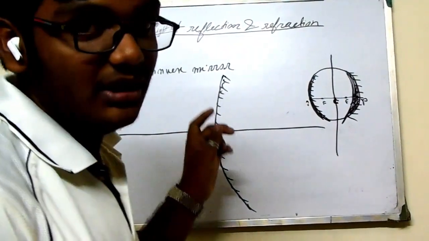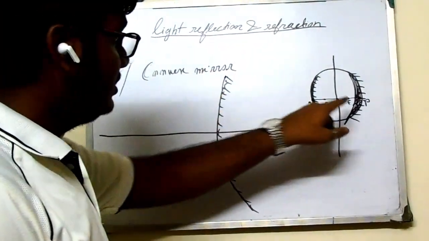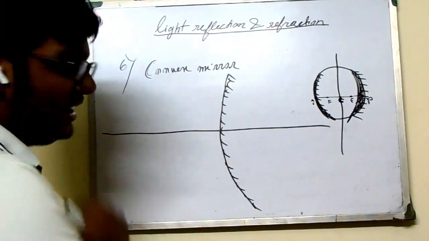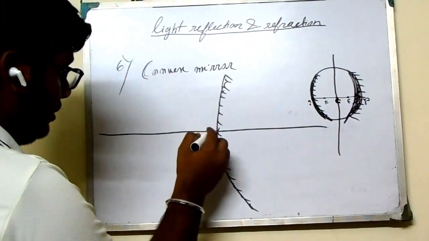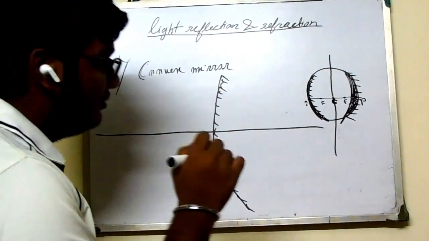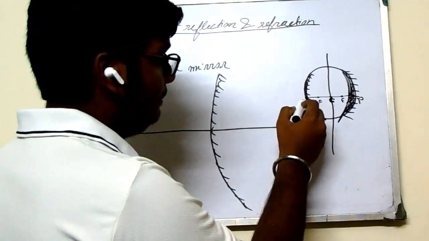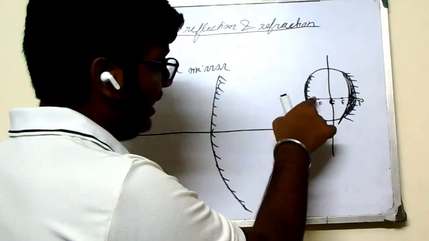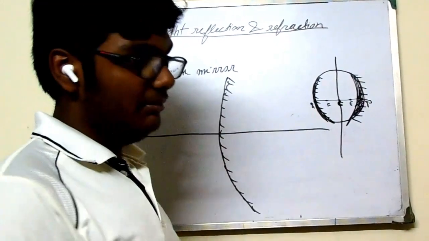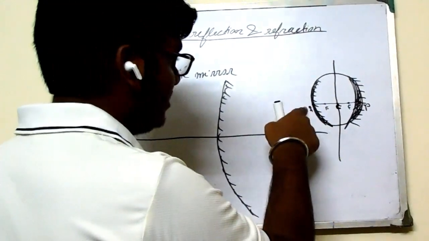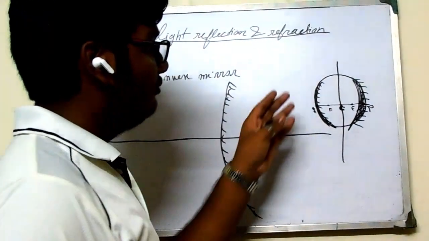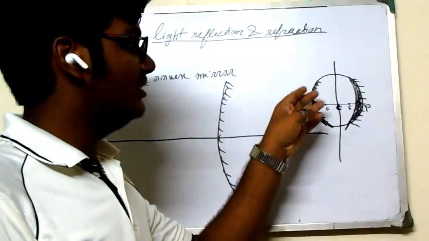As we have seen in the concave mirror, P, F and C were on the left hand side. But in the convex mirror, we are seeing that P, F and C are on the right side. The principal focus, the focal length and the center of curvature will be inside the spherical mirror.